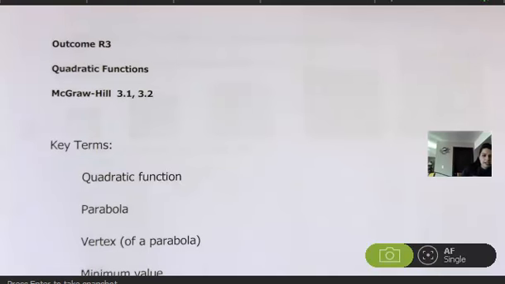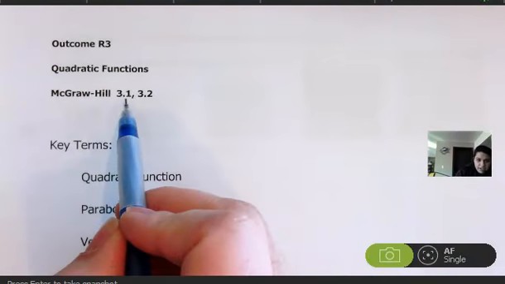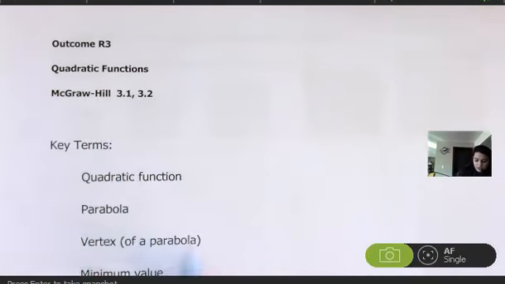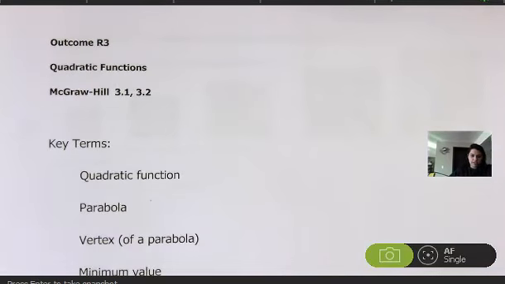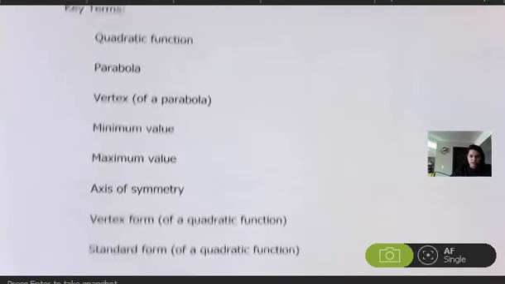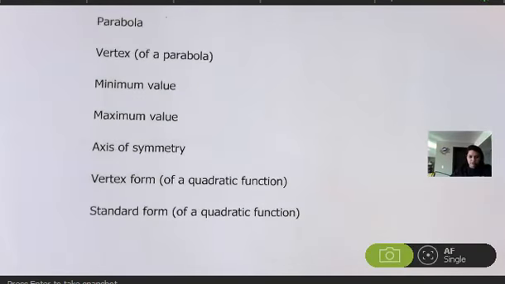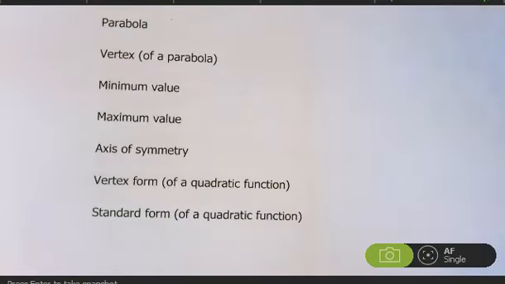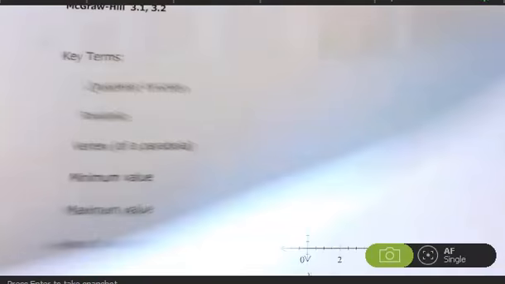Hi everyone. In this video, we're going to look at outcome R3, quadratic functions, and you're going to find it in 3.1 and 3.2 of the textbook. Just beware that there are a lot of new key terms here that are important, so make sure throughout the videos you keep track of what they mean so that you know what's going on. Okay, let's get started.